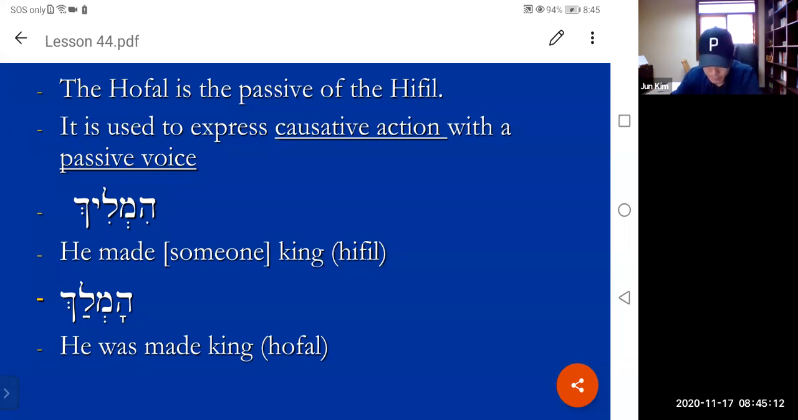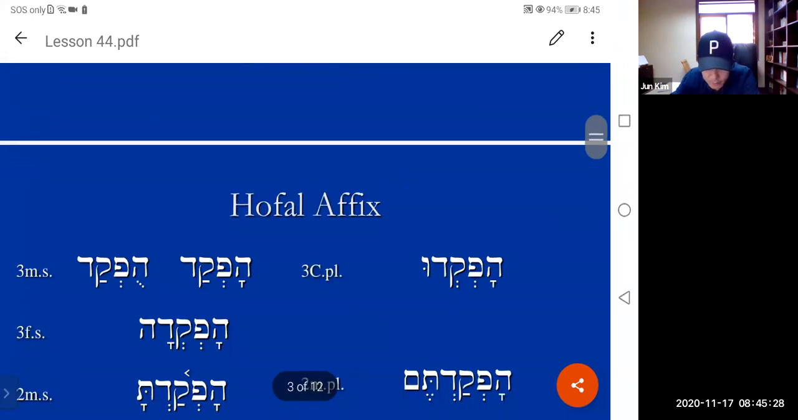So now the causative action is still there in the Hofal stem, but the difference between Hefil and Hofal is the passive voice. Are you following me? Okay, then let's move on.